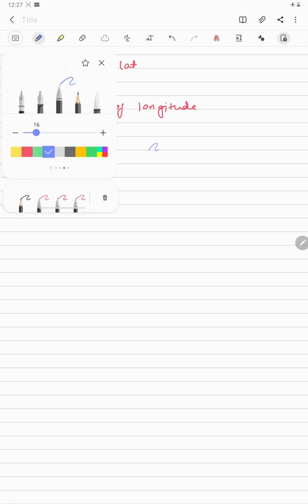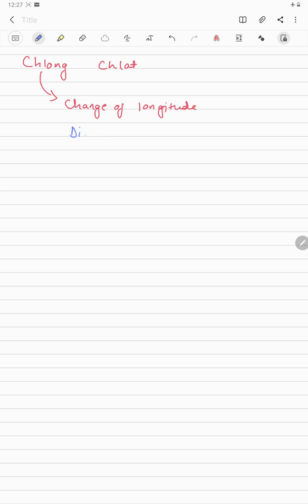So now we will be talking about the Chlong and the Chlat. Okay, they are pronounced like this. So now let's talk about the Chlong. Now what do we mean by Chlong? See, Chlong is nothing but your change of longitude. Okay, so this is your change of longitude, and this is also known as your difference of longitude. So they are one and the same thing.